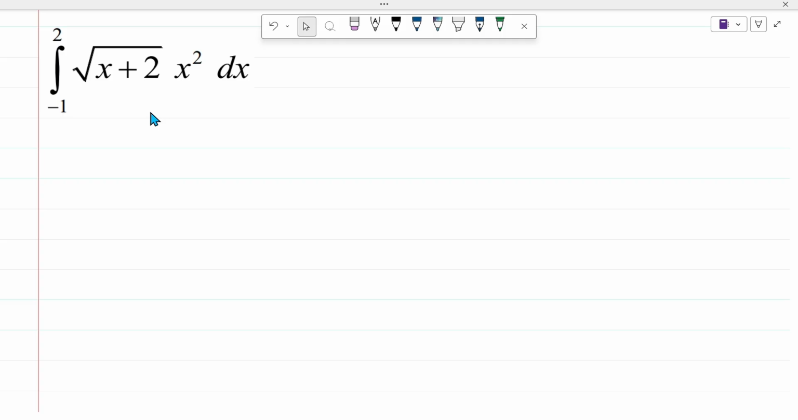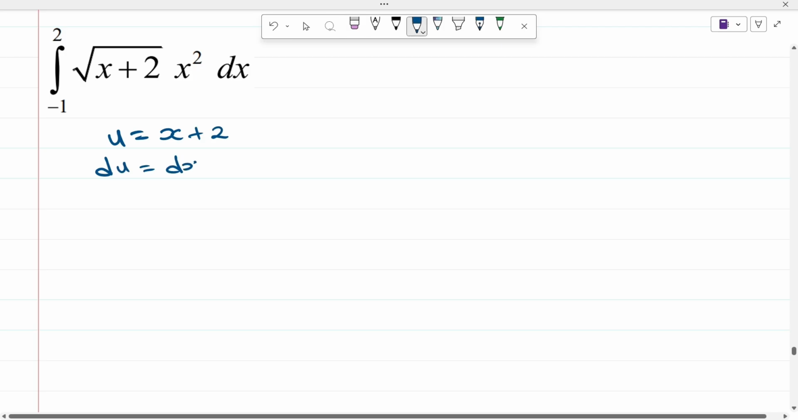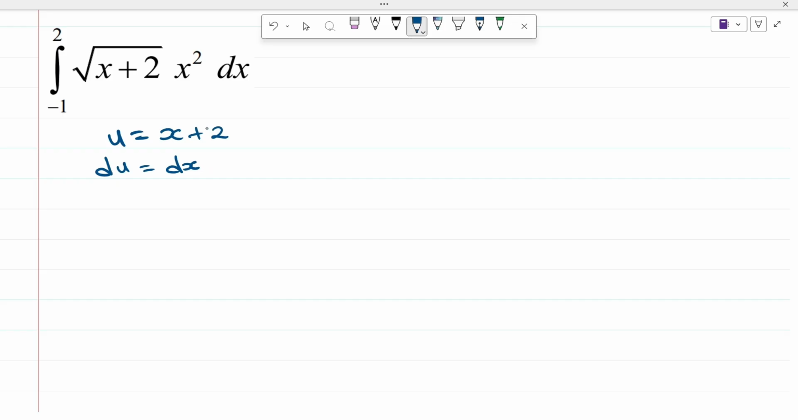No, then what are we supposed to do? We're supposed to change the variable. So this is one of the situations where we cannot dodge u substitution. So we should let u be equal to x plus 2. Then we differentiate this with respect to x. Our du is going to be equivalent to dx, just that.